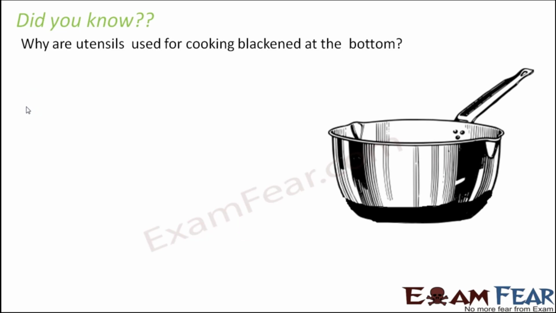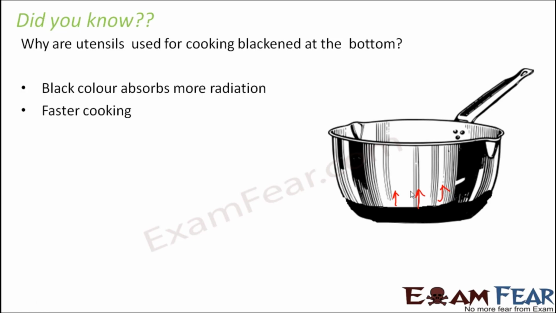Now, why are utensils used for cooking blackened at the bottom? So why do you think it happens? If you observe the utensils, you will see that some of them have a copper coating at the bottom, some of them are coated black. That's because these dark colors actually absorb a lot of heat. Now when they absorb a lot of heat, the temperature increases fast. Therefore the substances which are present inside tend to heat up quickly. So the cooking becomes faster. So black absorbs more radiation, therefore this helps in faster cooking.